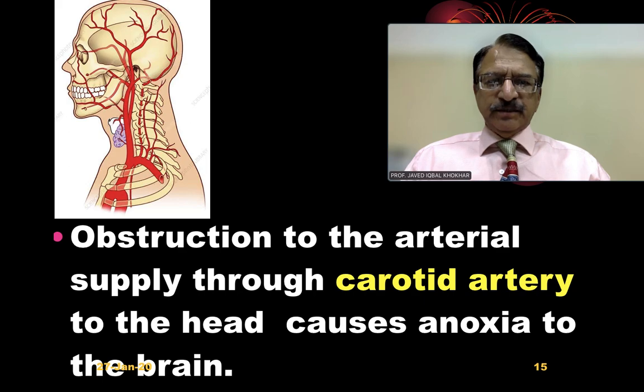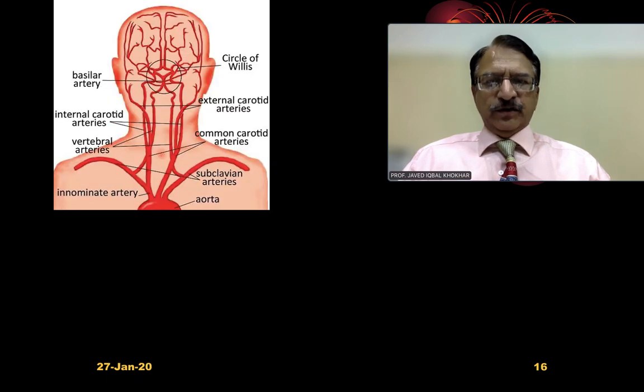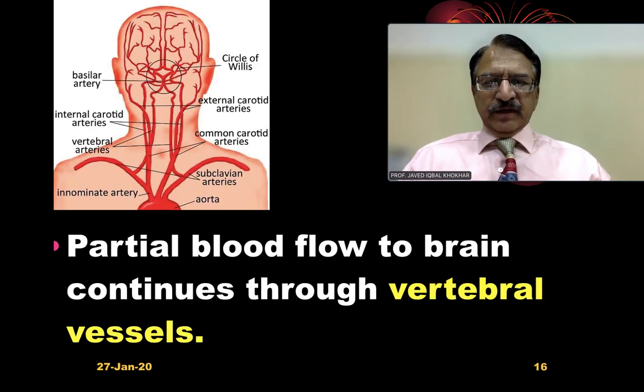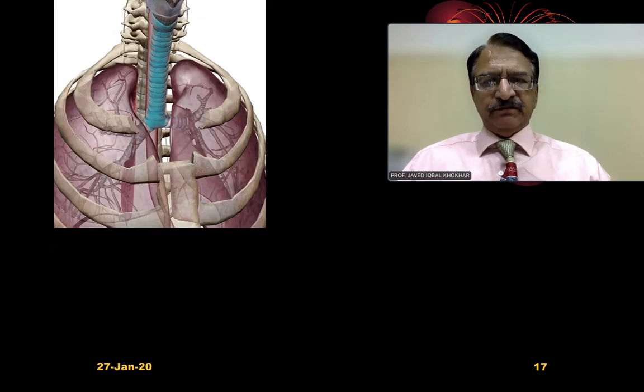Obstruction to the arterial supply of the carotid artery will lead to anoxia to the brain. The blood supply to the brain is interfered with and it will cause anoxia. Then we know that there are other vessels, the vertebral vessels. They run through the vertebral foramina and also supply blood to the brain partially, and their occlusion needs much more force to prevent that flow.